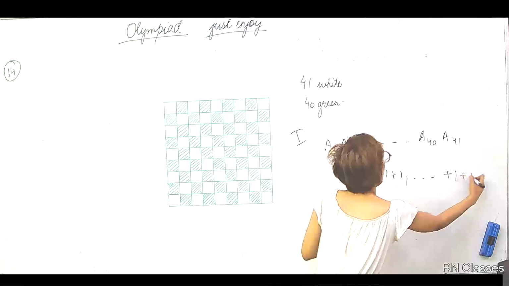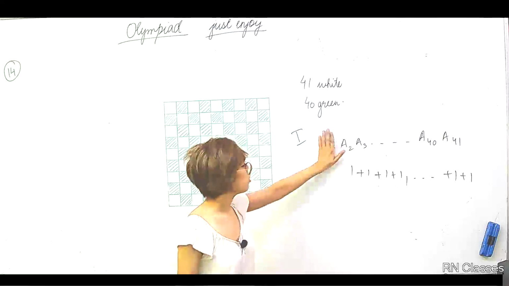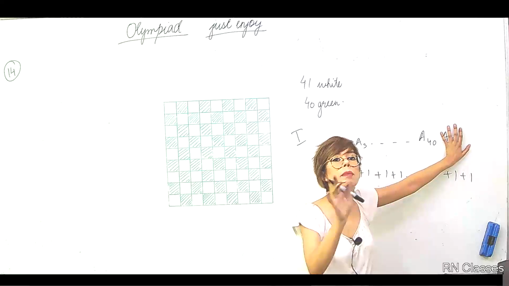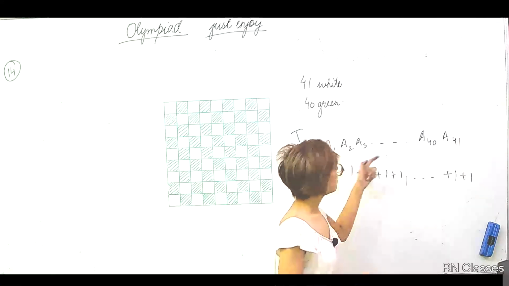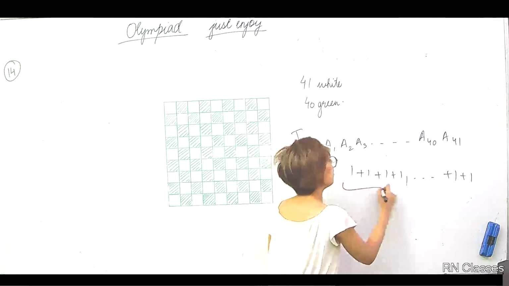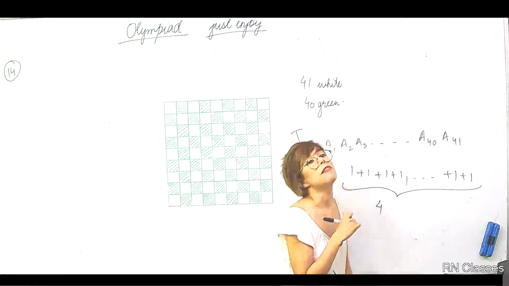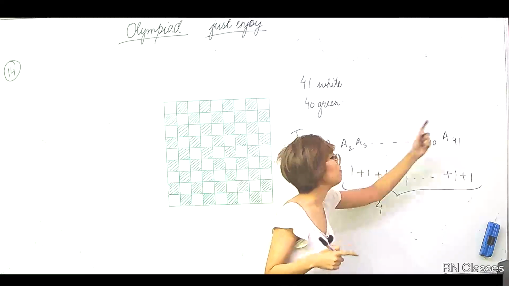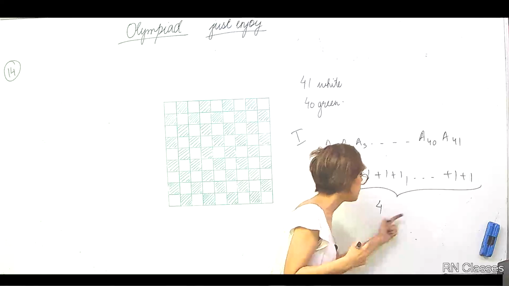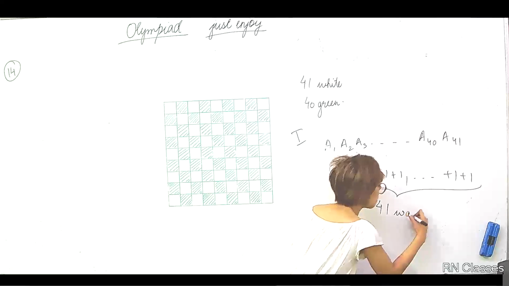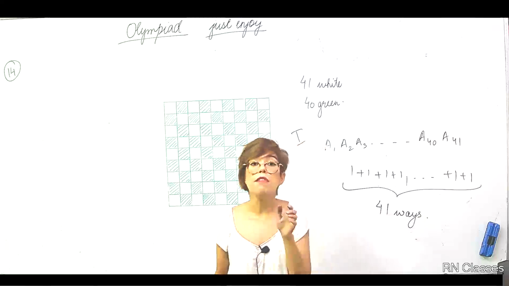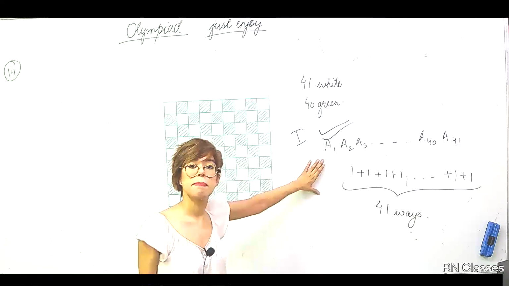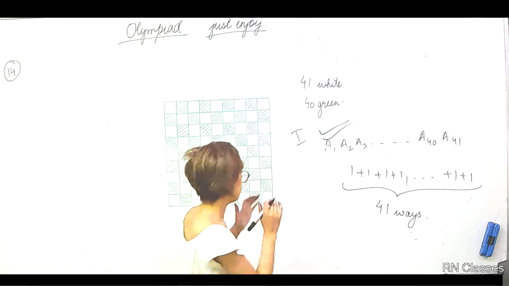Now tell me, how many will these be? First I left out A1, 40; then left out A2, 40; and finally I left out A41. How many did I get? 40 each, and how many cases are there? 41. So there are 41 ways of choosing 40 squares from these white squares. Right? Okay, that is done.